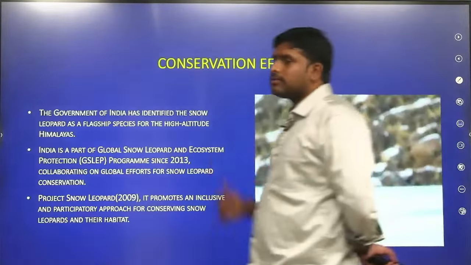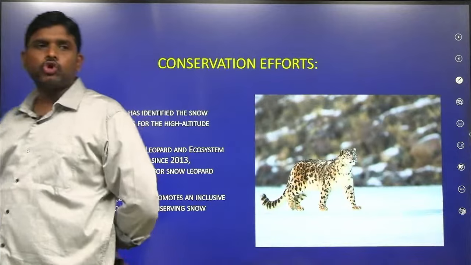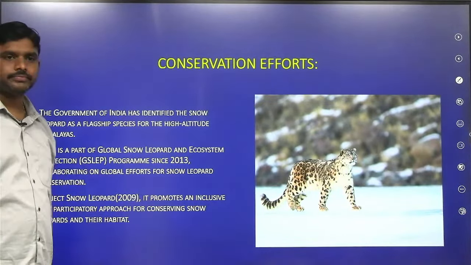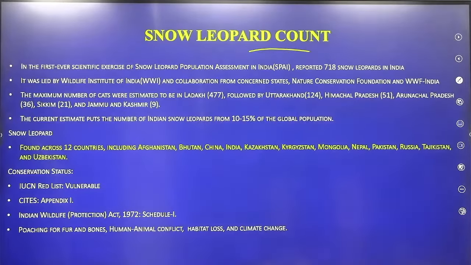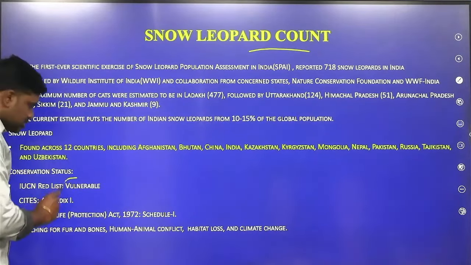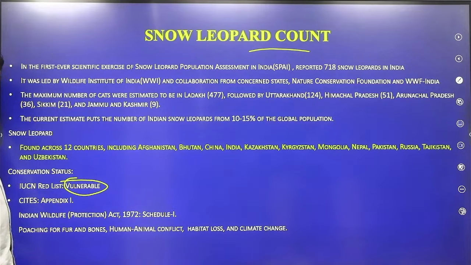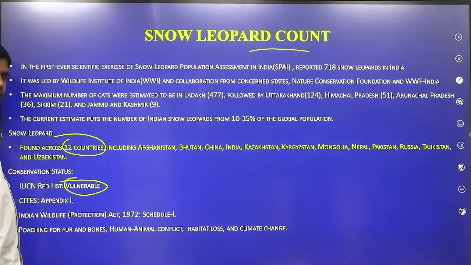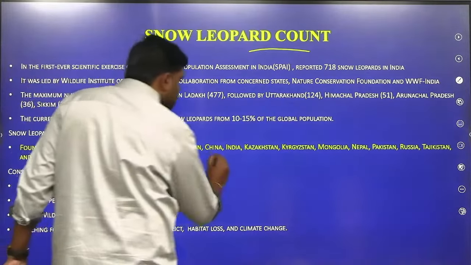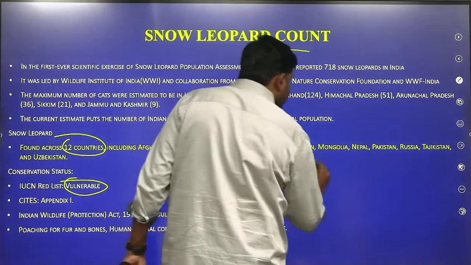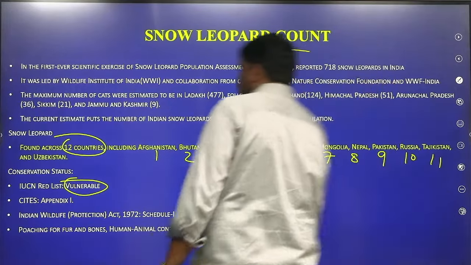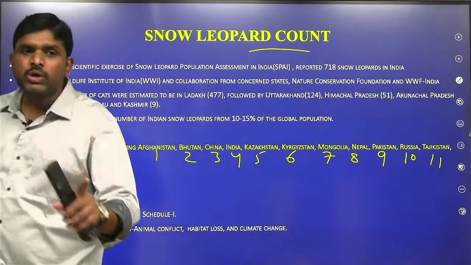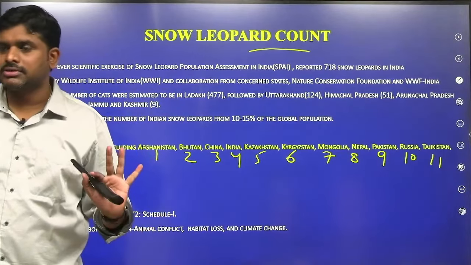Snow leopard count. It is vulnerable. It is found across 12 countries: Afghanistan, Bhutan, China, India, Kazakhstan, Kyrgyzstan, Mongolia, Nepal, Pakistan, Russia, Tajikistan and Uzbekistan. Only in these 12 countries is the snow leopard present.